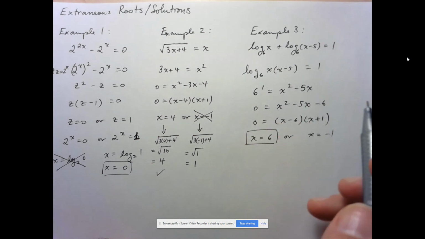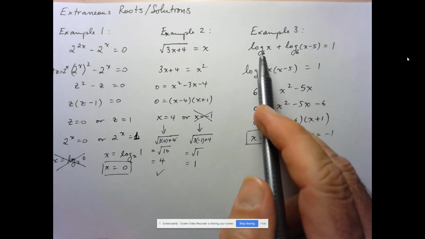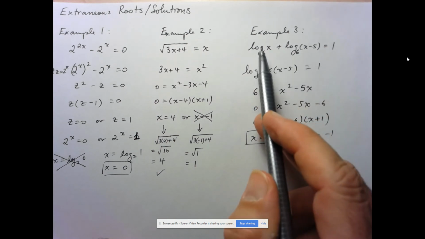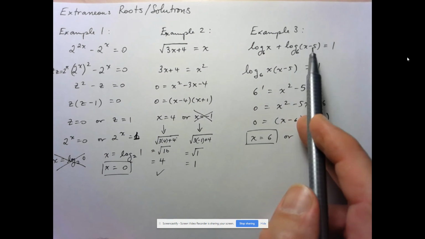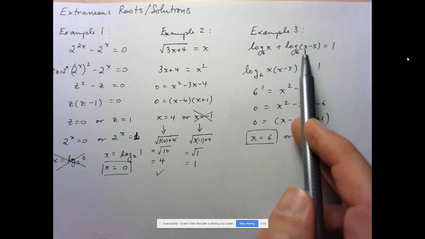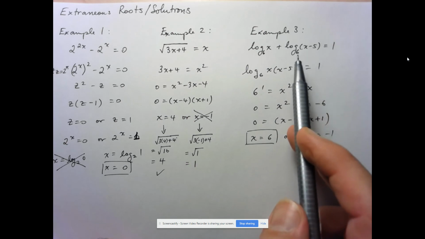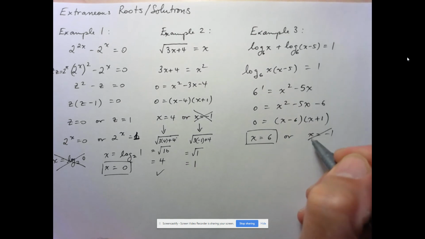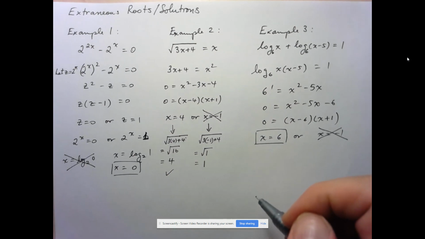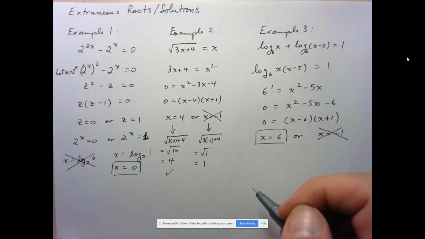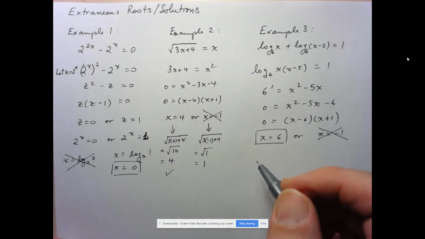So how can a number solve an equation if it produces non-existent terms? In fact, even if I try to input into the second expression, log base 6 of negative 1 minus 5 is still negative. So that means this is an extraneous solution. All right, so here are some examples under which extraneous solutions can occur.